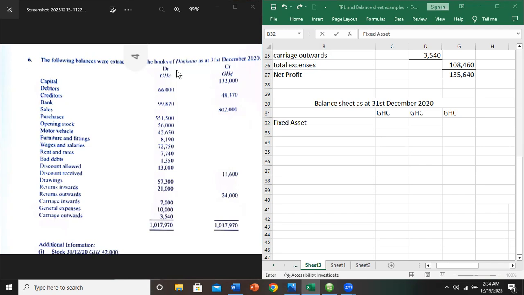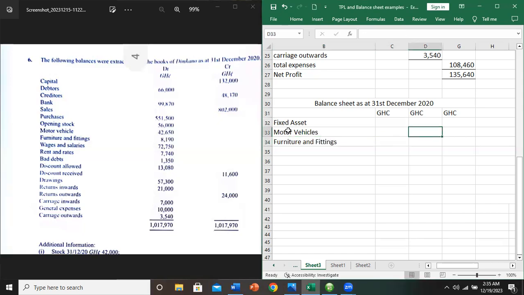So when you go through the question, capital, debtors, creditors, bank, sales, purchases, opening stock. The first one is the motor vehicle, and then the second is the furniture and fittings. If you continue, you have wages, rent, and so on. There's no other fixed asset except these 2. So we have the motor vehicles and then the furniture, as somebody will say, furniture and fittings. Okay, so furniture and fittings.